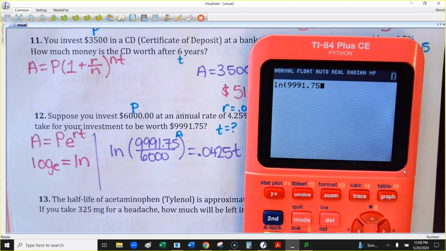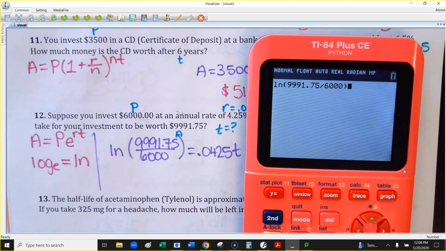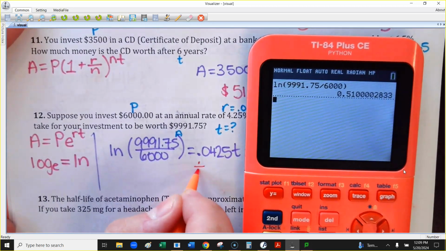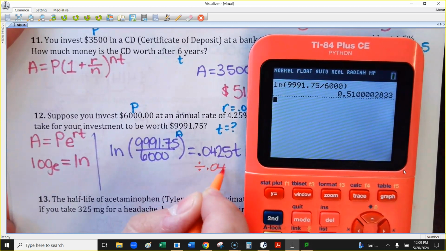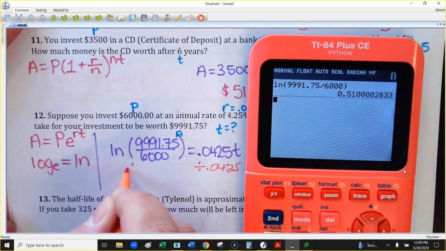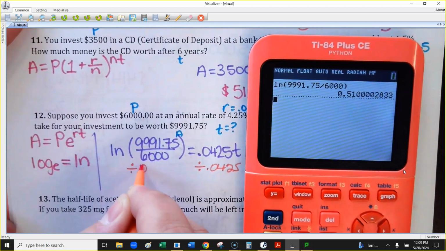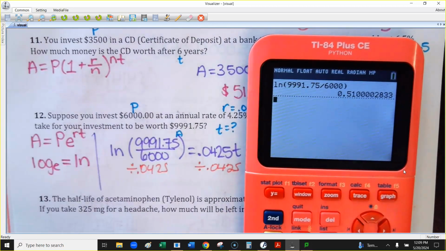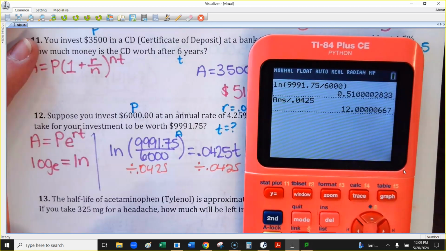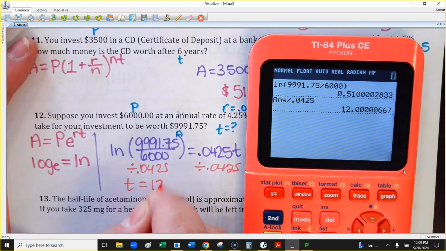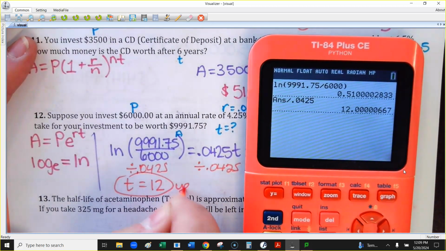And don't use the fraction key. Just use a division sign for this, because if you use a fraction key, it won't like it on a scientific calculator because you have a decimal in that. And then the only other thing, I'm just going to leave it right on my calculator screen. I'm going to divide this by that 0.0425, but I'm just going to leave it right on the screen. And time here is going to be 12, and that would be years.